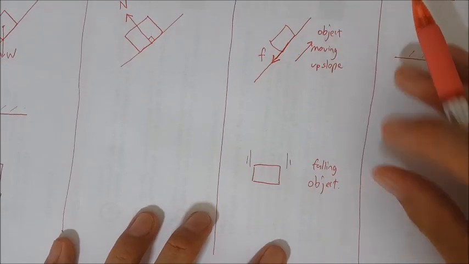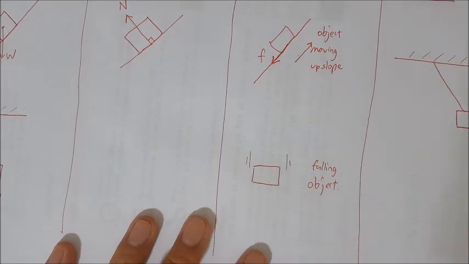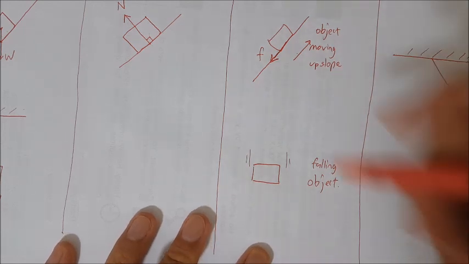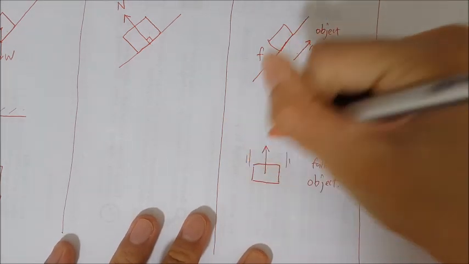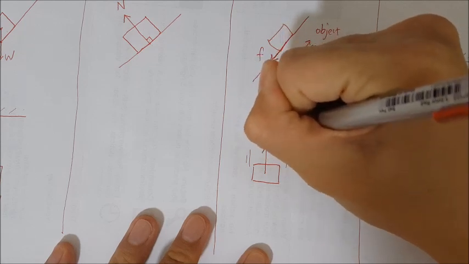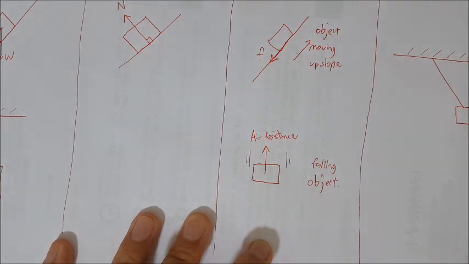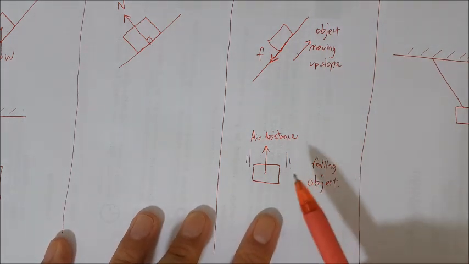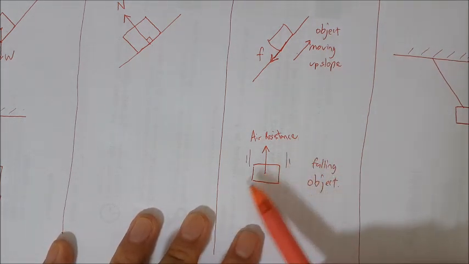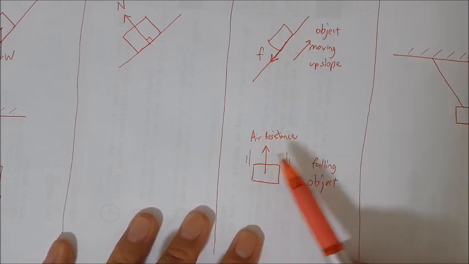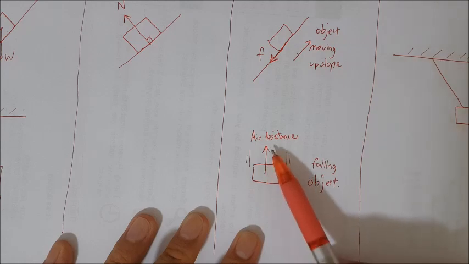And finally, if I have an object that's falling down, it doesn't experience friction because it's not in contact with any surface, but it experiences something called air resistance. So I'm going to draw upwards to show air resistance. Air resistance is also present when an object is moving, like we saw with the airplane just now. So it need not be upwards all the time, but in this case, because the object is falling down, the air resistance is going against it, so it is upwards.